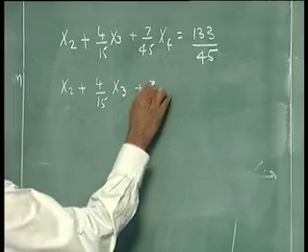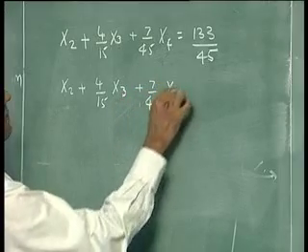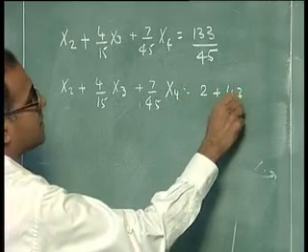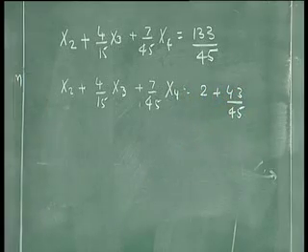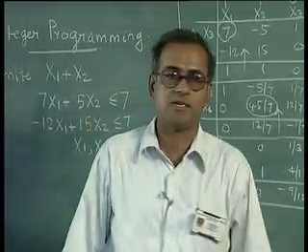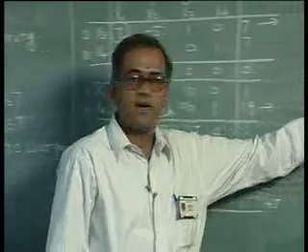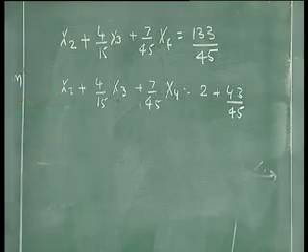So, 7 by 45 x4 becomes 2 plus 43 by 45. So, the right hand side is also written as an integer plus a positive fraction. Now, we use this and try to create a cut, which we will see in the next class.